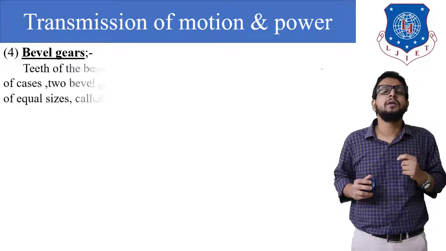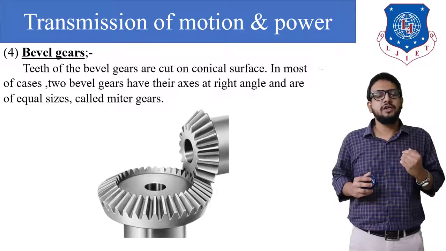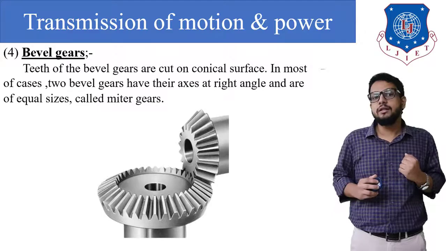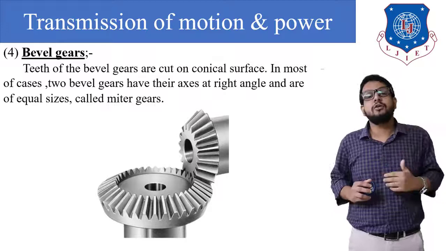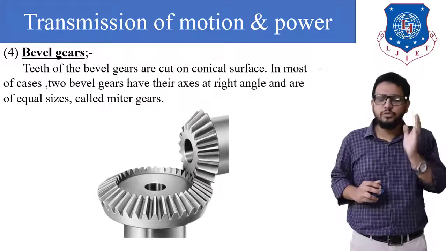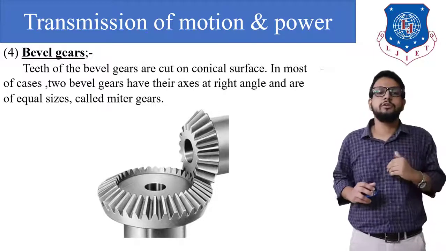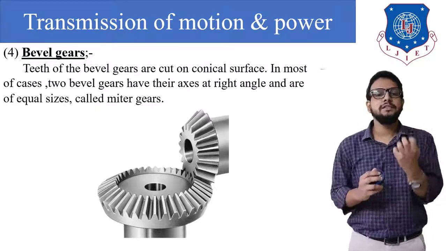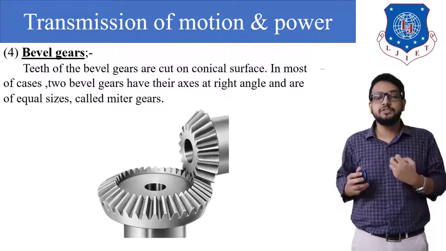Next type of gear is called bevel gears. Now let's see that. The teeth of bevel gears are cut on a conical surface. In most of the cases, two bevel gears have their axes at right angle, and if both the gears are of equal size, then such gears are called miter gears. So in most of the cases, size of both the gears is the same, and such gears are called miter gears. Now as you can see in the diagram, in this case teeth are cut on a conical surface of a gear disc, or a conical disc we can say.